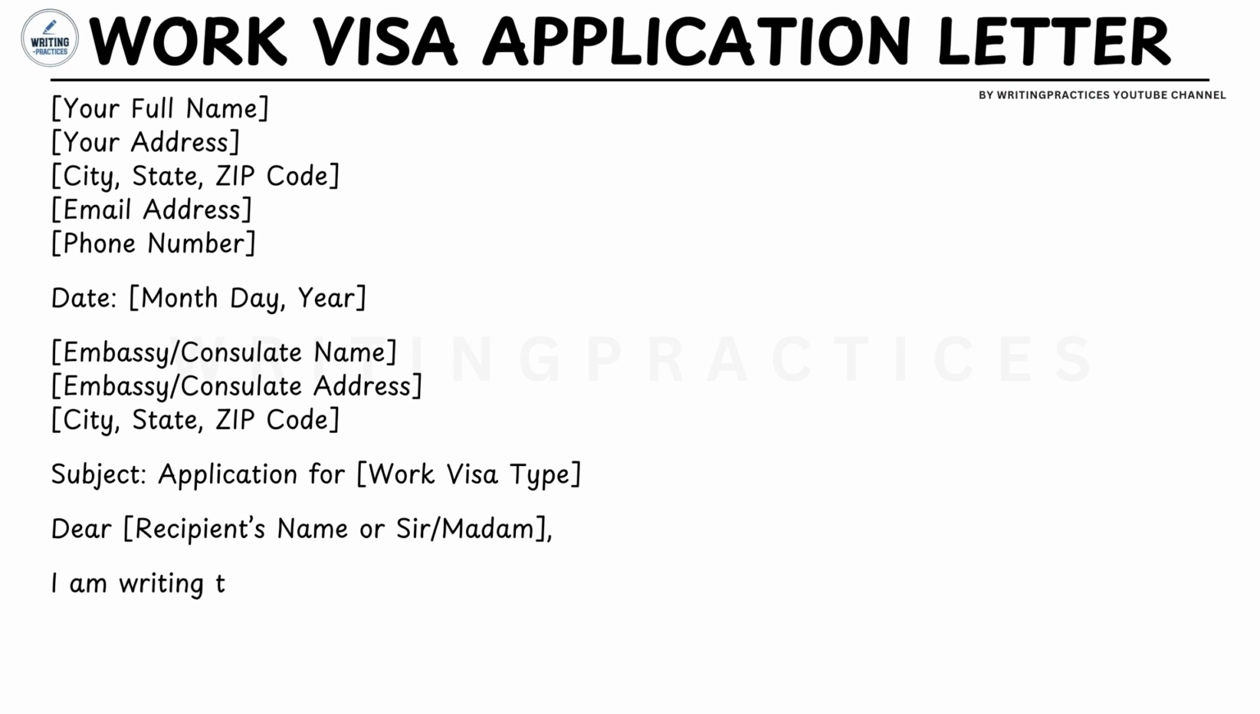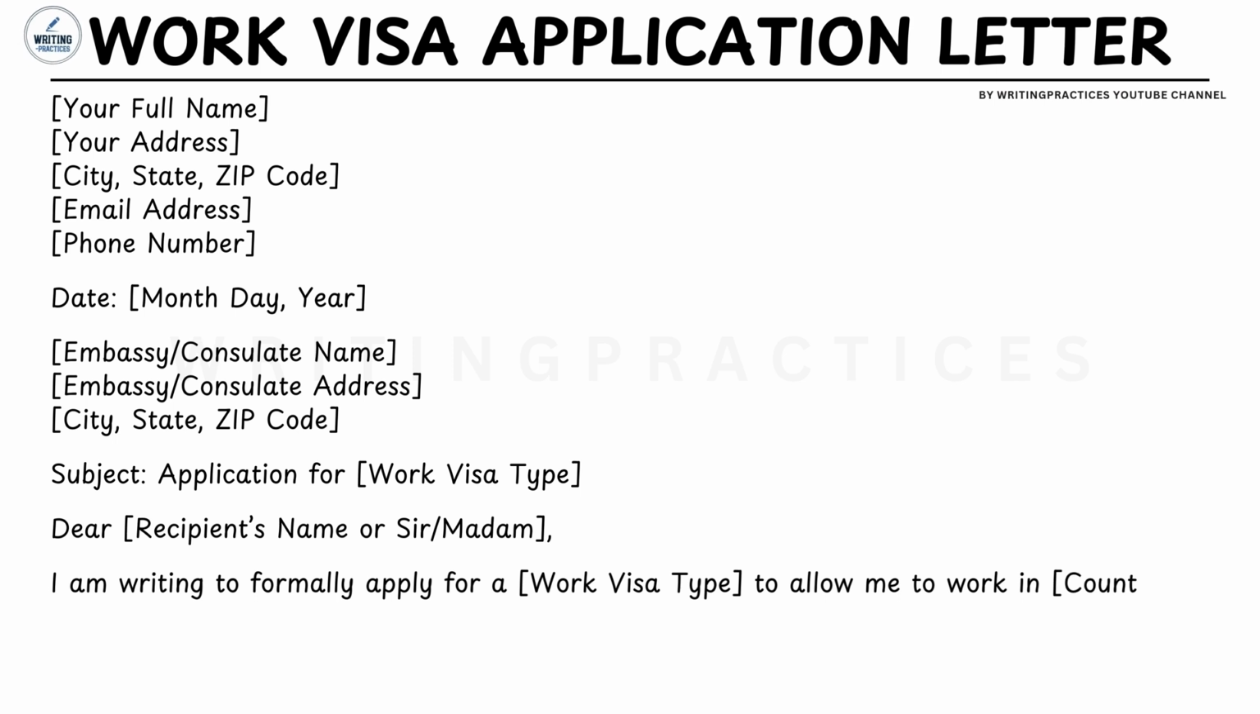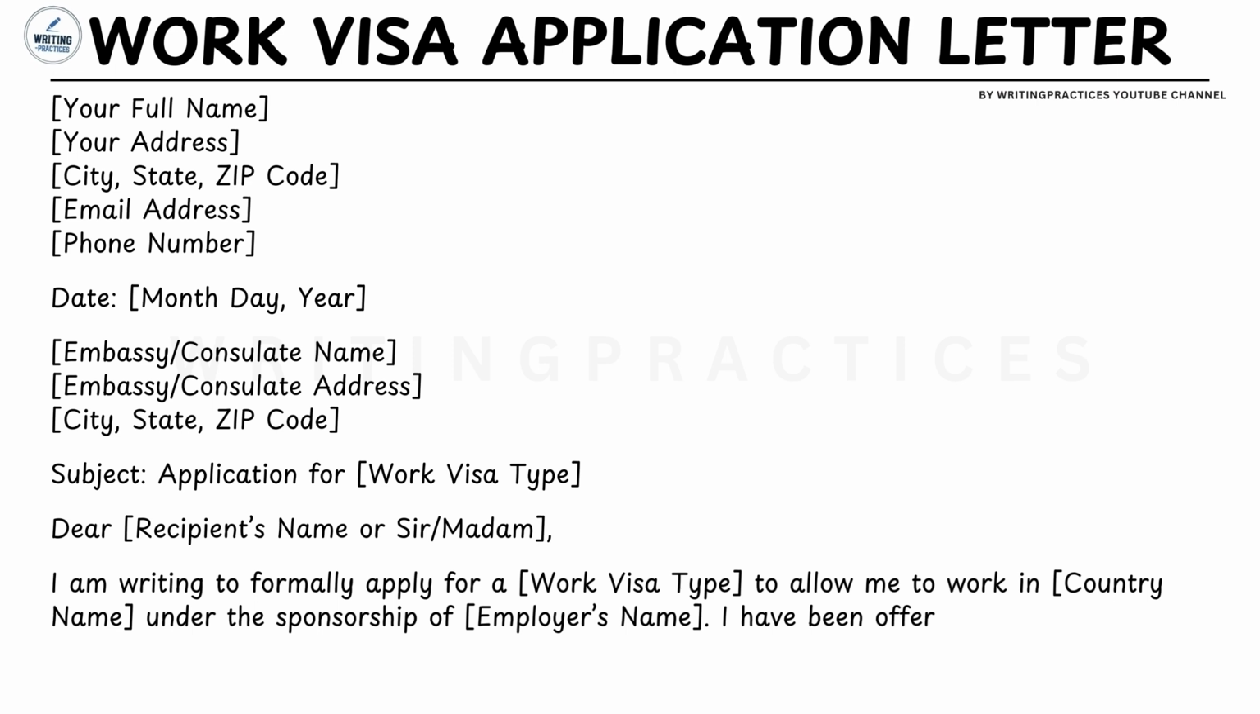Opening paragraph, stating your visa application request. In your opening paragraph, clearly explain why you are writing. This means mentioning the type of work visa you are applying for, the country where you intend to work, the name of your employer or sponsoring company, your job title and field of work.